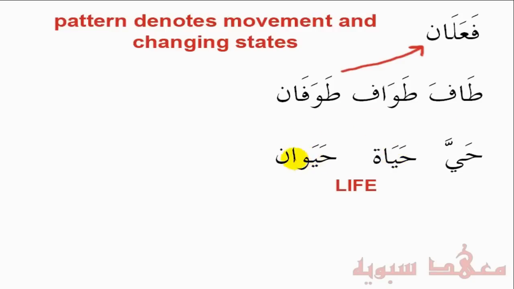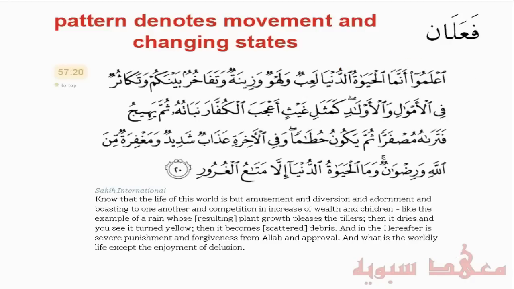Now let's just see how the Quran uses these masdars. So here we have: know that the life of this world is but amusement and diversion and adornment, and then it goes on to list all the things of the life of this world. And we have the word here, hayat, hayatud dunya, the life of this world. This masdar hayat is actually used in reference to the dunya, to the life of this world.